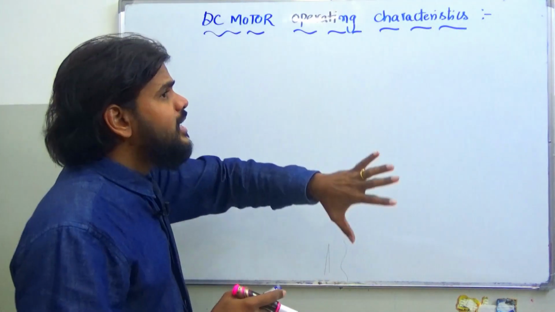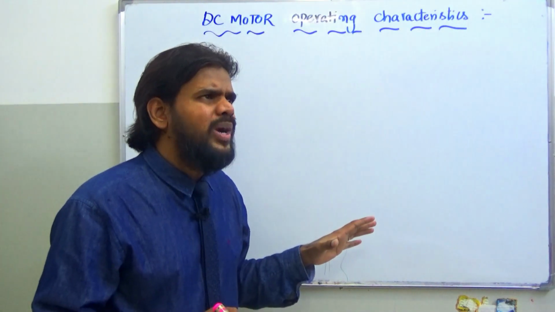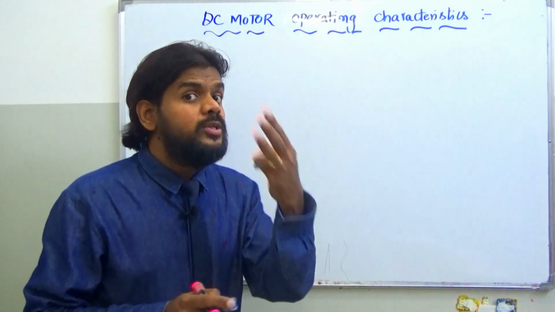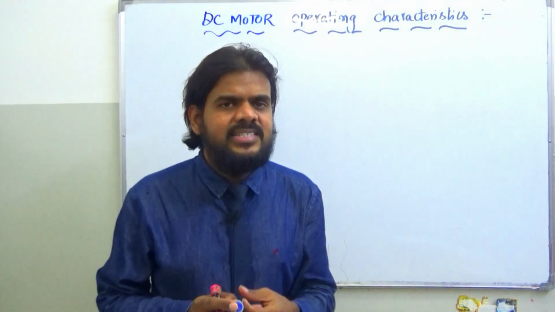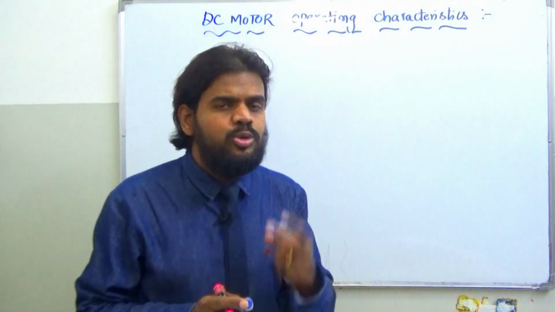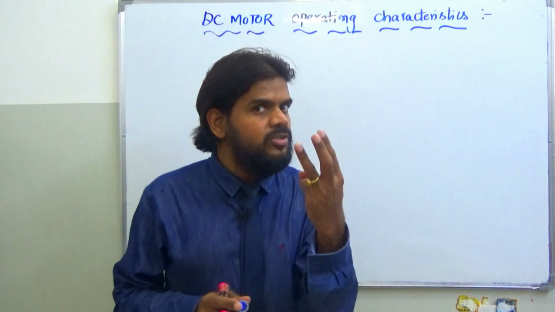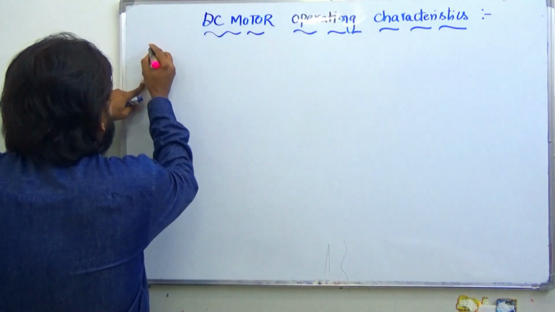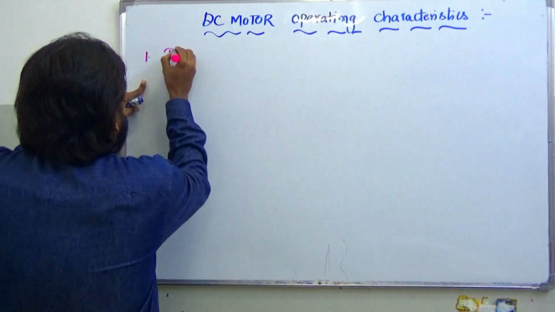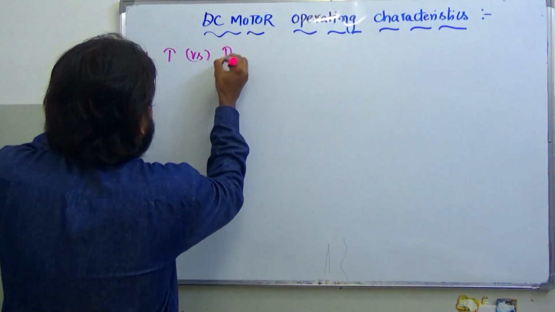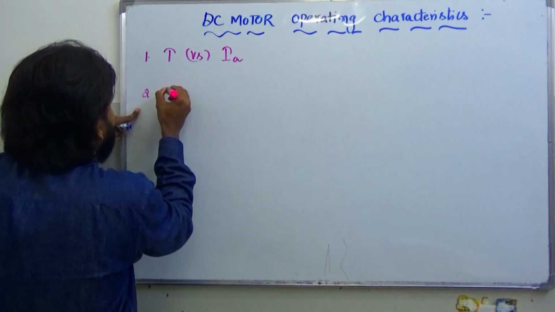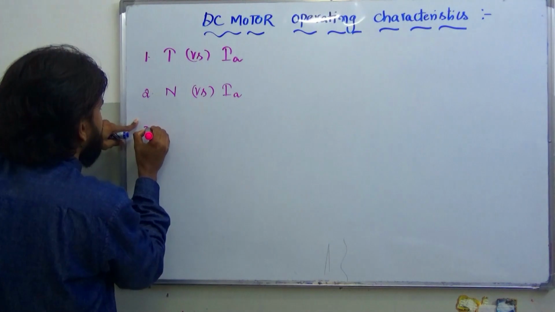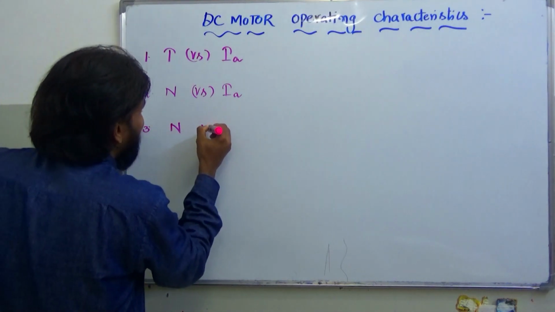To give the complete idea about what is going to happen with respect to every parameter of a DC motor, we have three different characteristics. Number one is about torque and armature current. Number two is about speed and armature current. Number three is about speed and torque. Let me list them down now. Number one, torque versus armature current. I'm going to detail them. Number two, speed versus armature current. Number three, speed and torque.